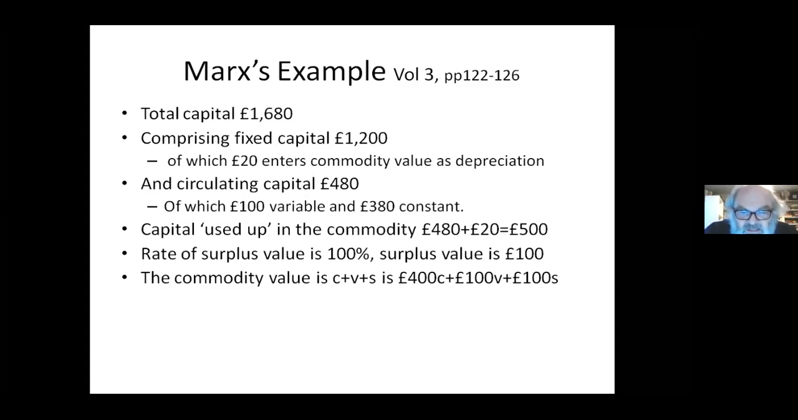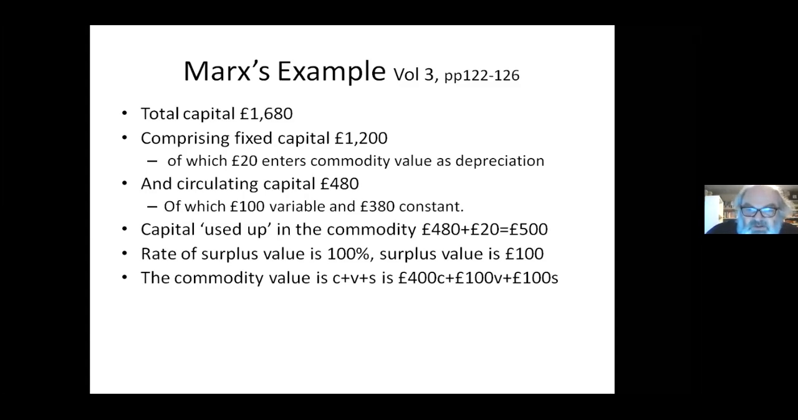So basically, the capital that goes over into the commodity is worth £500, and the commodity value is £600. So we have a surplus value of £100. So the commodity value is 100V, 400C, and 100S. So the commodity value is 600. It cost 500, but its value is 600. Therefore, surplus value is 100, and this is a rate of surplus value of 100%.